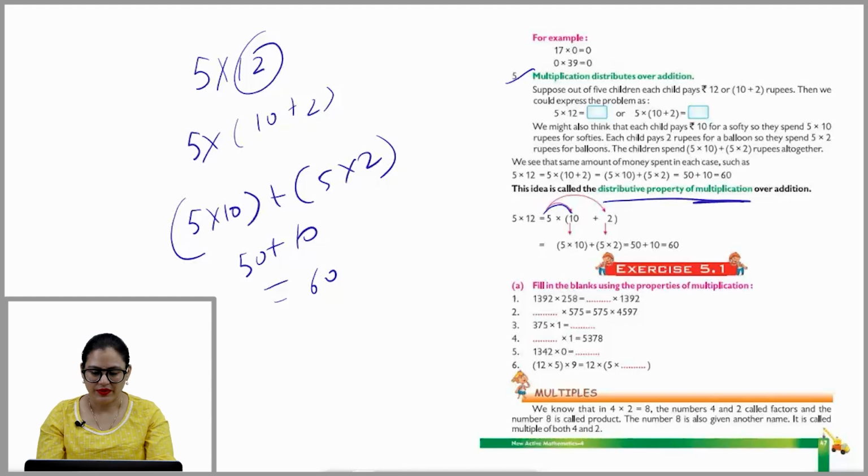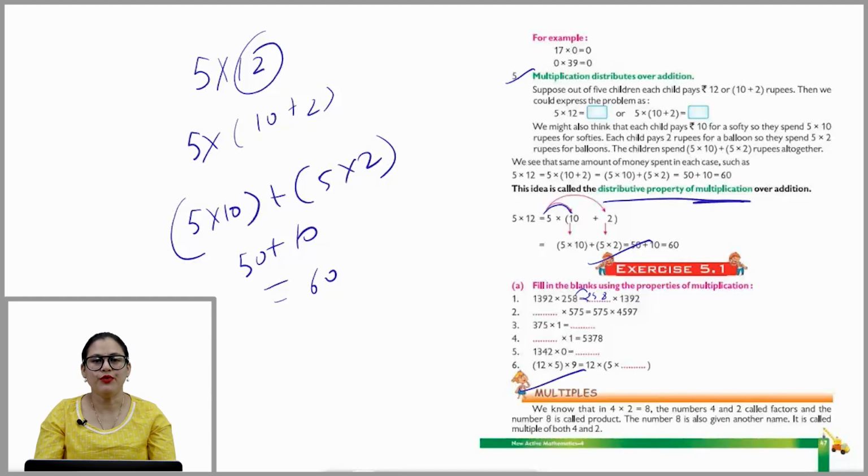Exercise 5.1. Fill in the blanks using the properties of multiplication. See, on the left side there are 2 numbers and on the right side there is only 1 number. So which number will come here? This number, which is 258. Multiples.